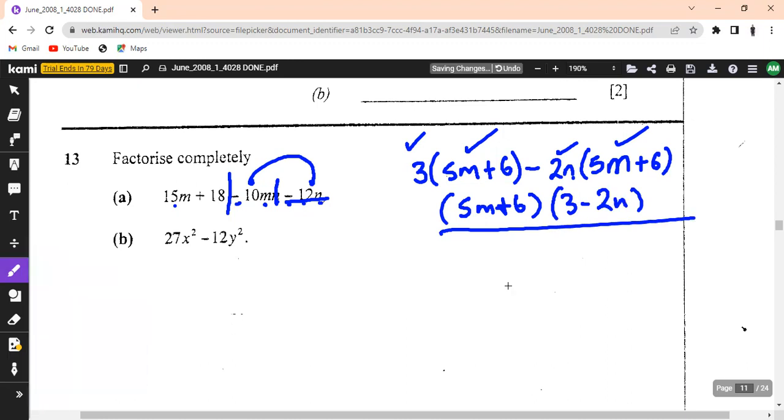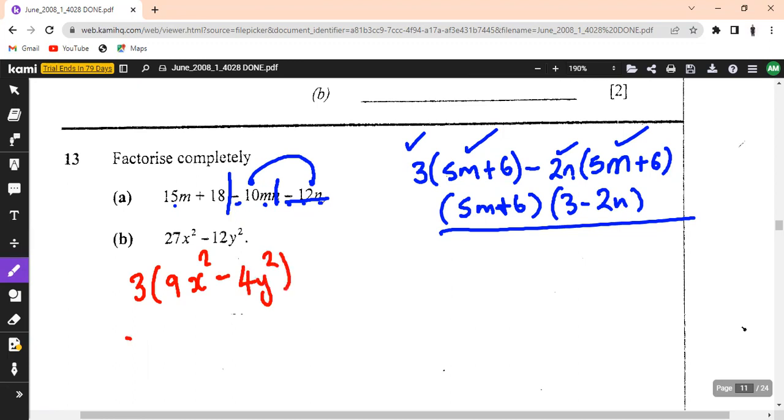Okay. On this B, 27x squared minus 12y squared. Okay, 3 is common. First, 3 into 27, that is 9x squared, minus 12 divided by 3, which is 4y squared.